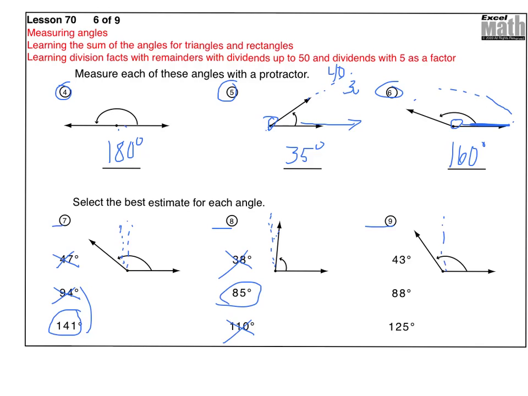And on this one, the 90 degree angle would go right here. This is a little bit more than 90, but this one's below 90. It can't be that one. That one's lower than 90, so it has to be that answer.